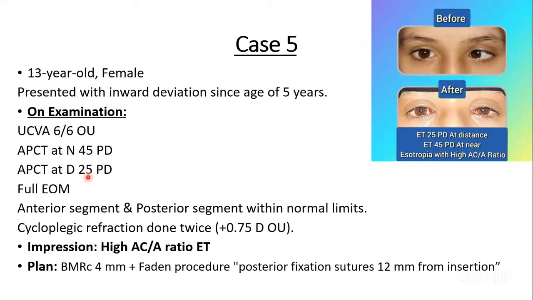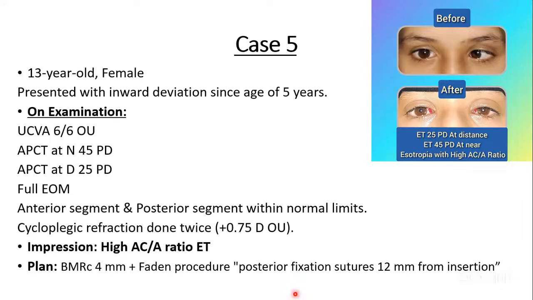So we do bilateral medial rectus recession for the 25 and the Faden, the posterior fixation suture. We put in a non-absorbable suture 12 millimeter from the medial rectus insertion. That will decrease the convergence at near, so it will treat the convergence excess at near. In such a patient, now the patient has a good alignment at near and at distance, without overcorrection at distance or undercorrection at near.